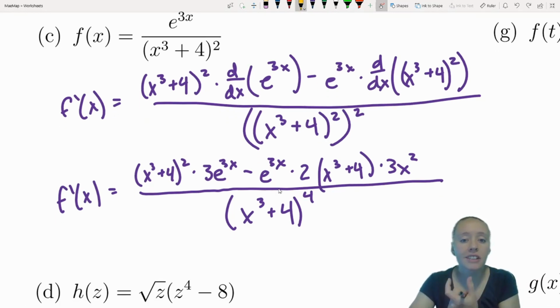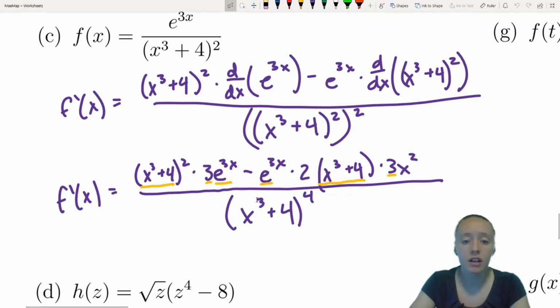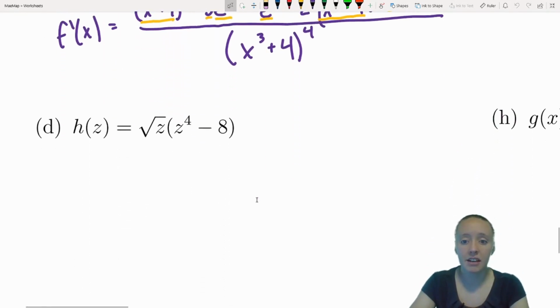In your numerator, you can see that you're going to have a greatest common factor of 3e times x cubed plus 4, because you have that in each of your terms in your numerator. You have your 3e to the 3x times x cubed plus 4. You'll be able to pull out of each of them, simplifying that down a bit. But I'll let you do that on your own. For now, let's move on to part D.